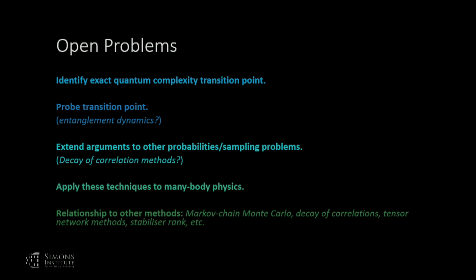And then also we'd like to extend these arguments to other probabilities or sampling problems, maybe using things like decay of correlations methods. And then we'd also like to apply these techniques to many body physics, so in the case where the Hamiltonian doesn't commute. We haven't had much success doing this though. And also, I'd like to understand the relationship to other methods. So Monte Carlo, decay of correlations, and then other methods from quantum, which we can now compare to. So the tensor network methods and stabilizer rank method. I'll just describe what these are in a second.